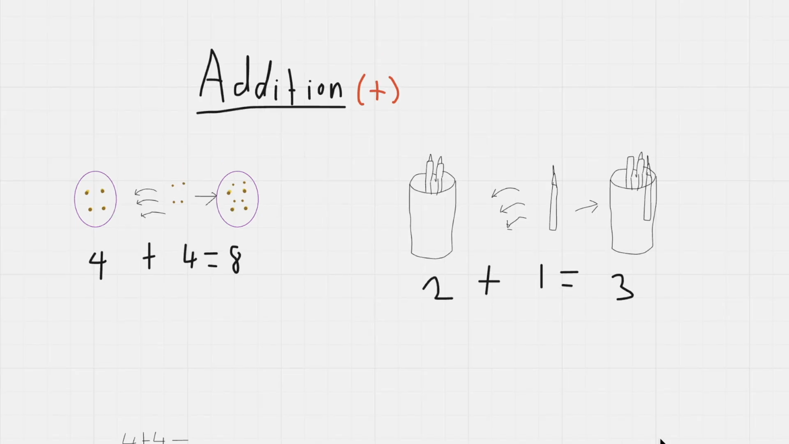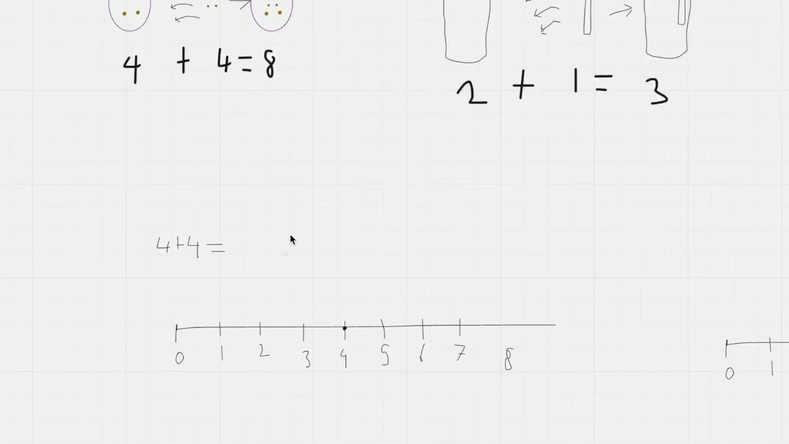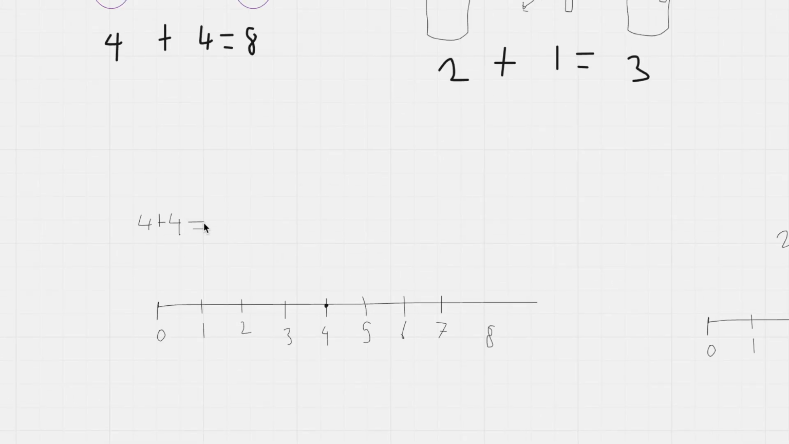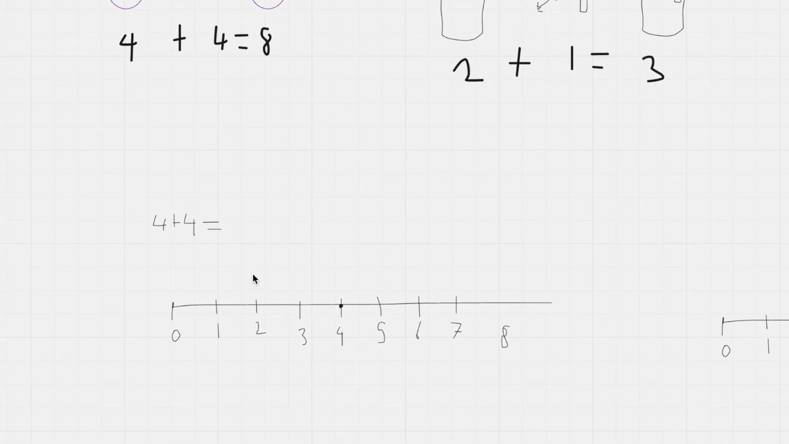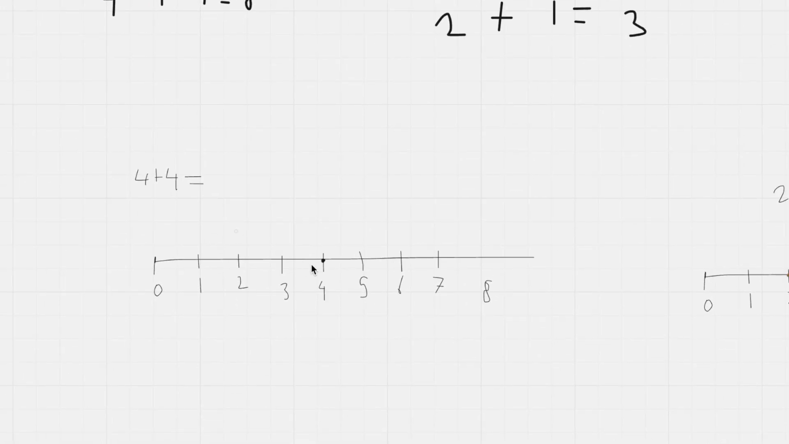So now let's look at a more mathematical way of doing these problems. So here we have 4 plus 4, which is the same problem we had here. So how do we represent this on a number line? So we start here with 4, because we have 4 right here, and we add 4, which means we move it to the right on the number line by this much, which is 4. So let's do that. 1, 2, 3, 4. So 4 plus 4 gave us 8 right here.